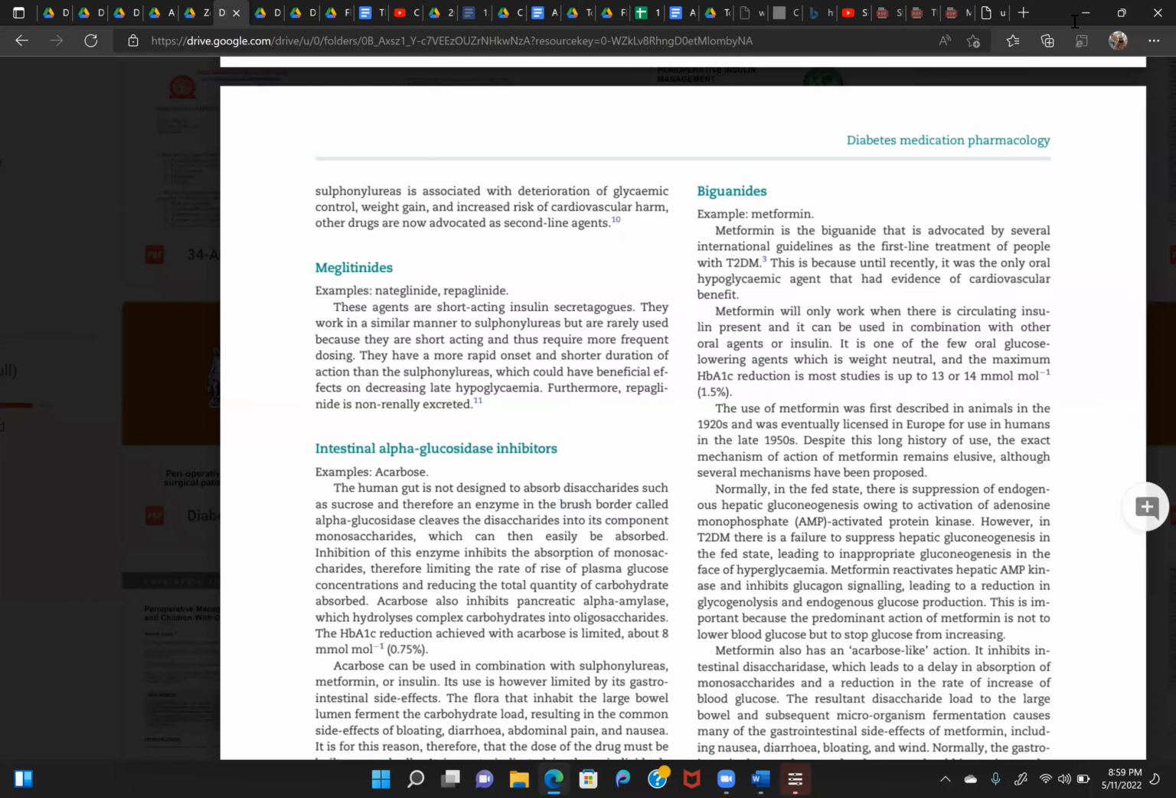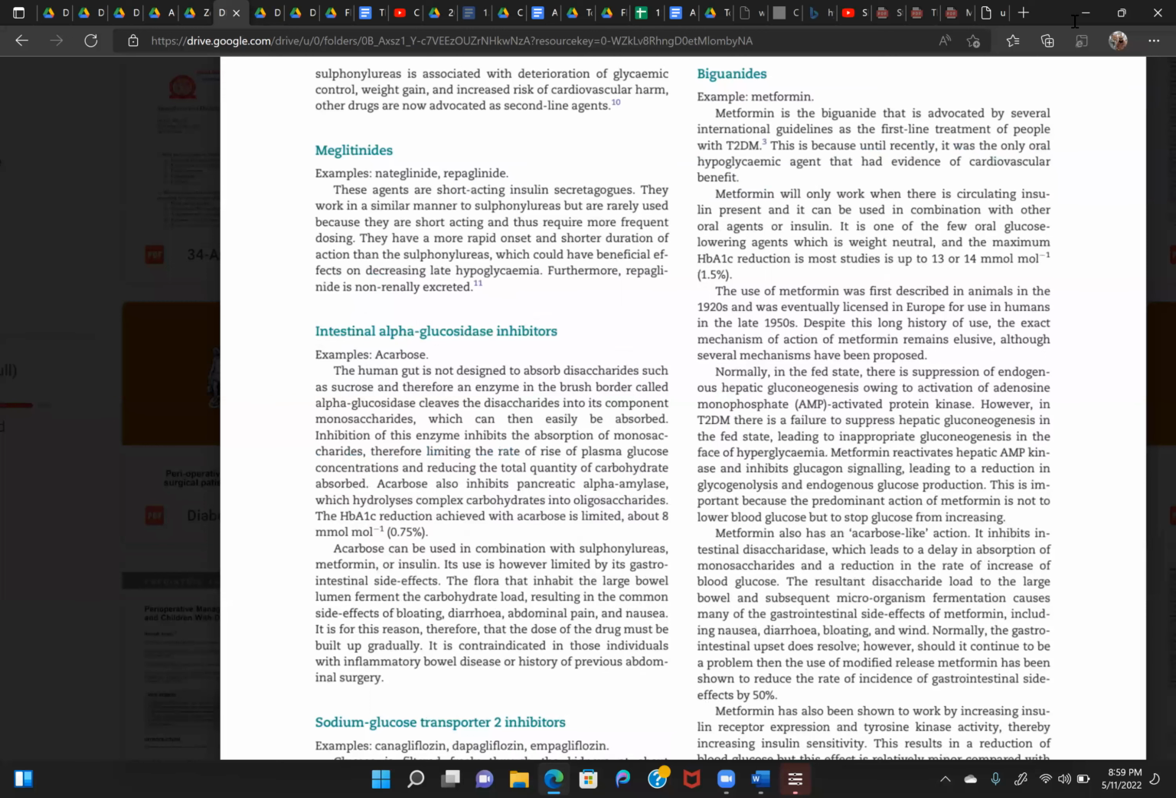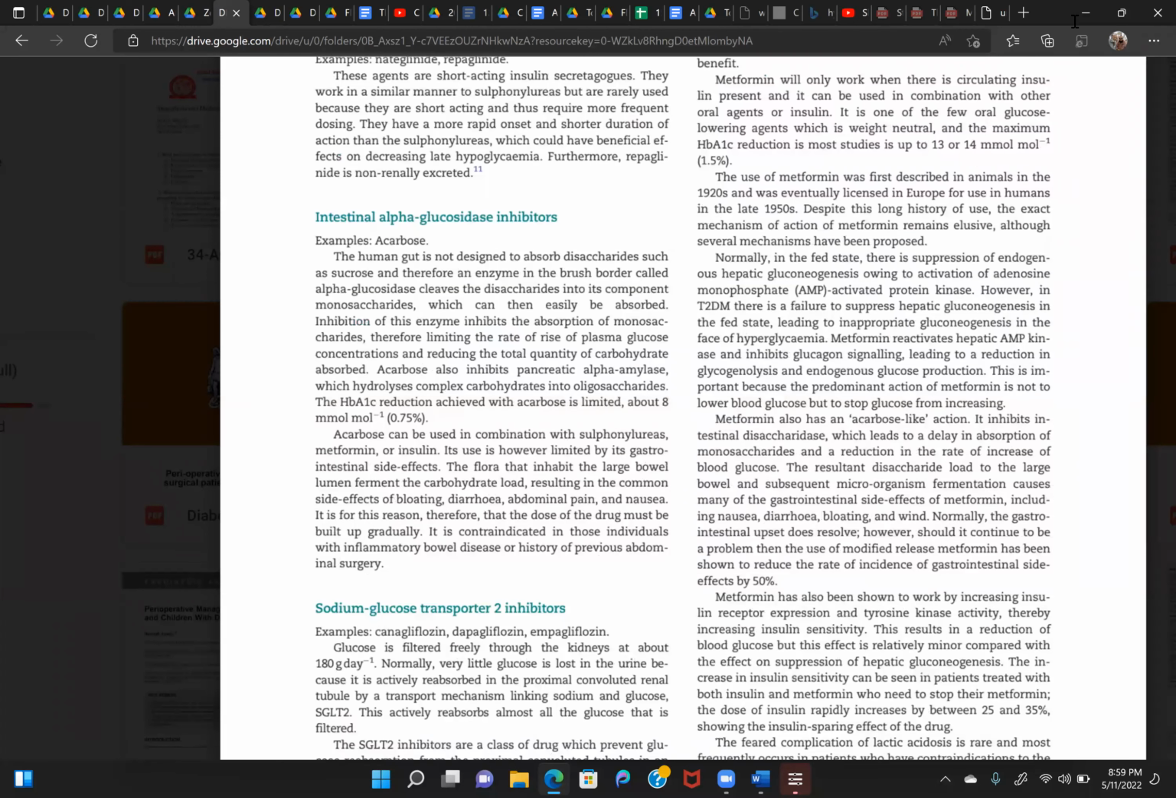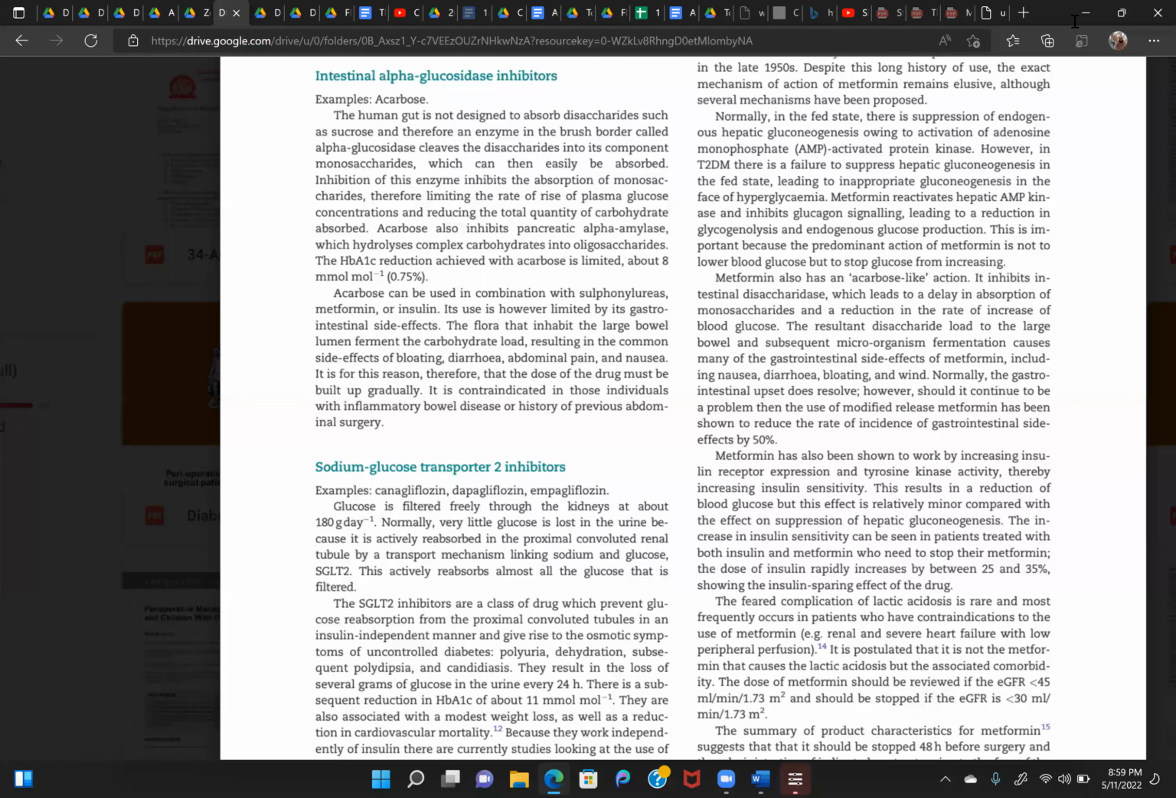Acarbose is also related, because it inhibits the absorption of carbohydrates. Am I right? Okay. What about sodium glucose transporter 2 inhibitors? I think this is also some new medication.